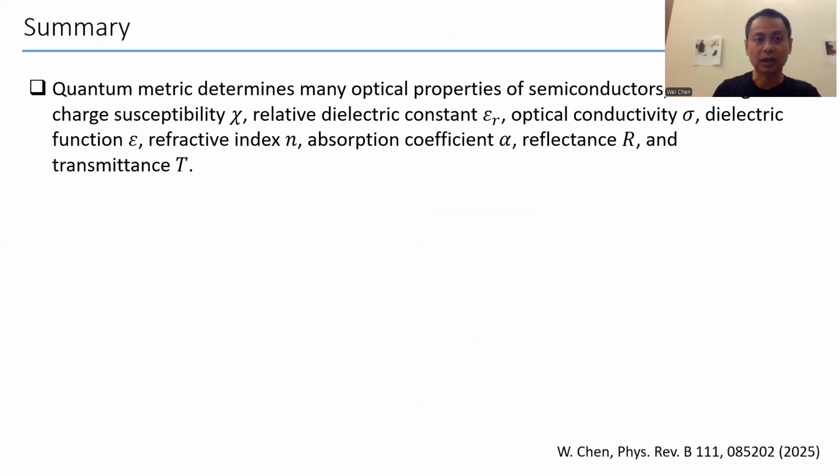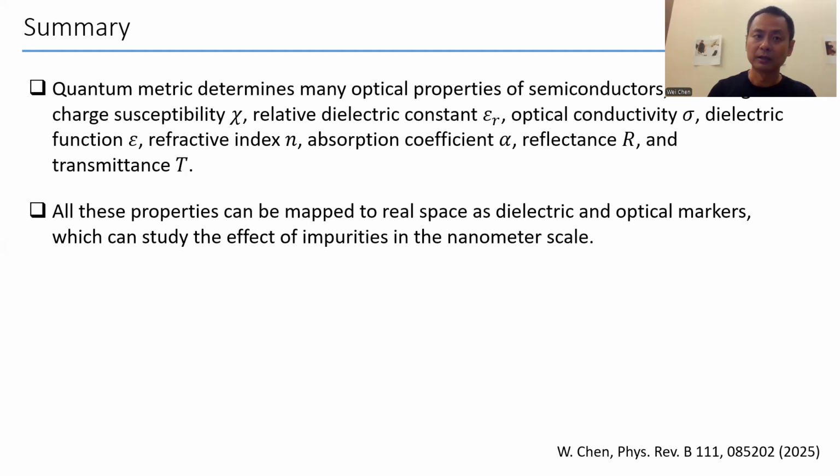To conclude, first, I was trying to convince you that the quantum metric actually determines many optical properties of semiconductors and insulators, including charge susceptibility, relative dielectric constant, optical conductivity, dielectric function, refractive index, absorption coefficient, reflectance, and transmittance. So it actually determines a very large part of how we see the world. Secondly, all of these properties can be mapped to real space dielectric and optical markers, which can study the effect of impurities at the nanometer scale.